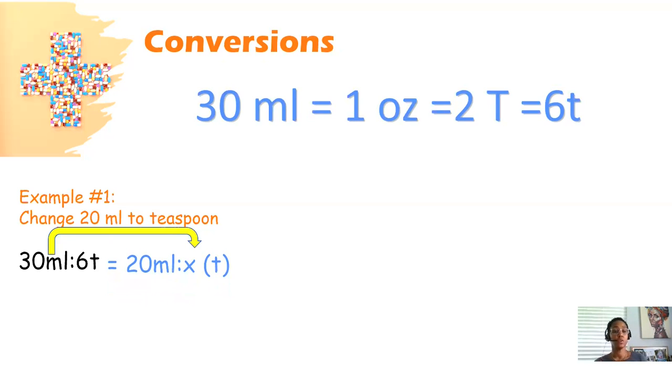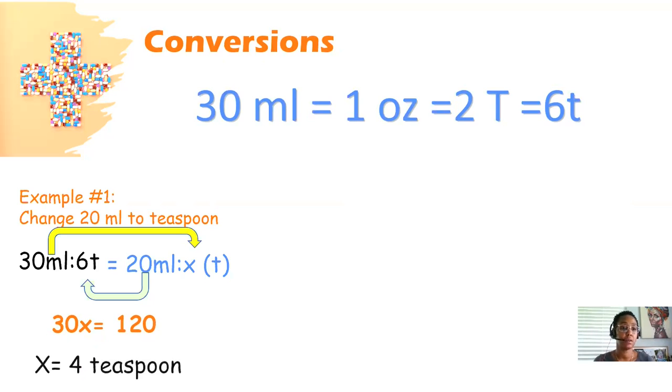So our first step, you're gonna multiply the outer portion of the numbers. So 30 times x, and then you're gonna multiply the inner portion. I don't know if this is bringing back the experiences from elementary school. But this is how it's done. So 30x equals 120, 6 times 20, 120. And then you're going to divide 30 on both sides to get x by itself. And x is going to be 4 teaspoons.